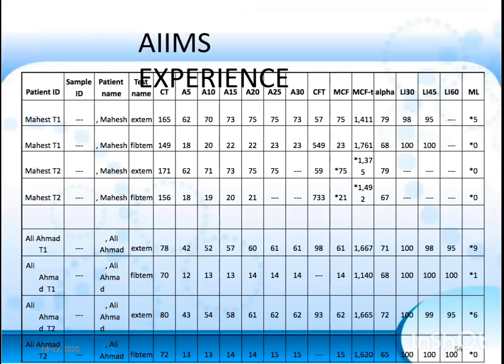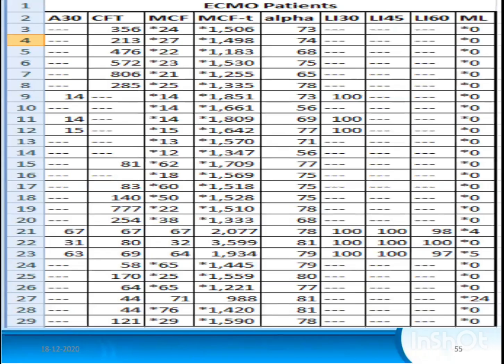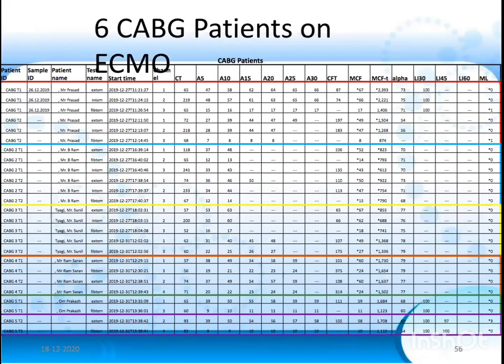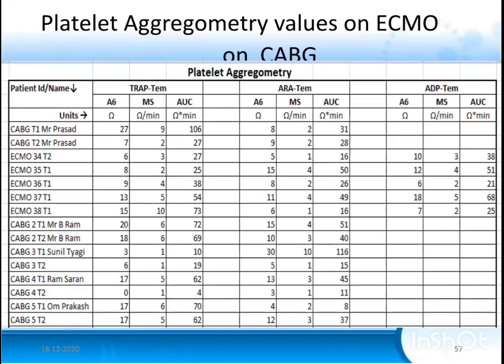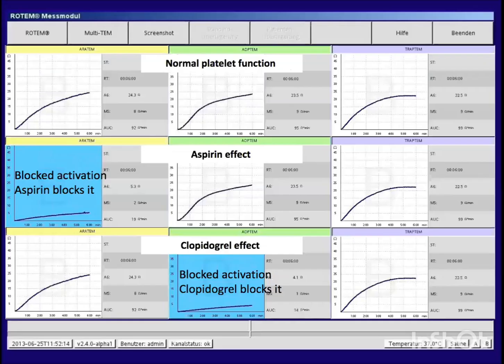So those are our experiences, some of them on an Excel chart for you. We are coming out with the paper very soon. We put 6 CABG patients on ECMO. We did platelet aggregometry values on ECMO with CABG patients. We've done this kind of platelet function analysis with not just EXTEM, INTEM, FIBTEM, and HEPTEM, but also with monitoring area under the curve. One of our resident doctors is presenting platelet function analysis in CABG patients today in the evening in the VA News paper. Do listen to him, how and what we have done on our 26 patients.